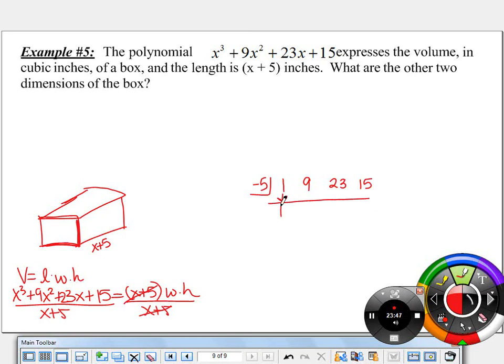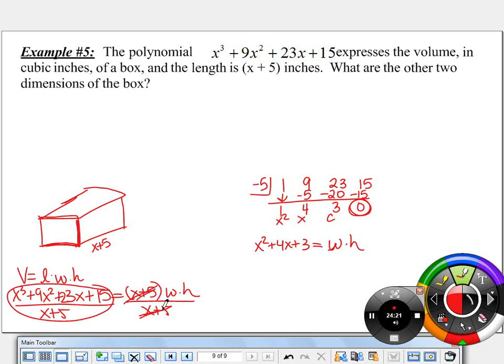So I drop down the 1, I multiply, I add, I multiply, I add, I multiply, and I add. So this is really good for me because the remainder being 0 means that it goes in evenly, and that basically the answer to the division problem is going to be x squared plus 4x plus 3. And that still means that's the width times the height. Okay? So I basically finished this off. This was the answer to our division problem. We canceled this. We still have left our width times our height.